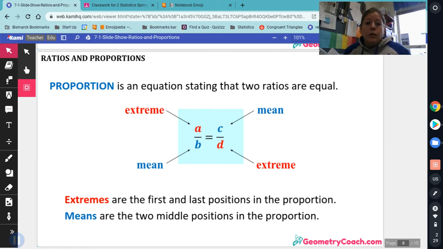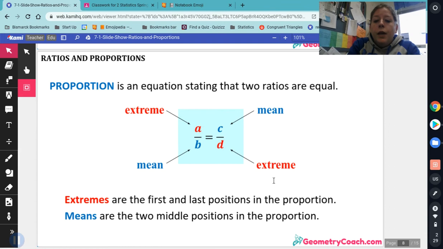So we're going to pick up on the notes where we left off. We did ratios yesterday, so today we're picking up at proportions. A proportion is just setting two ratios equal to each other. And you may not have known that these pieces have special names. The red ones are called the extremes, and the blue ones are called the means.